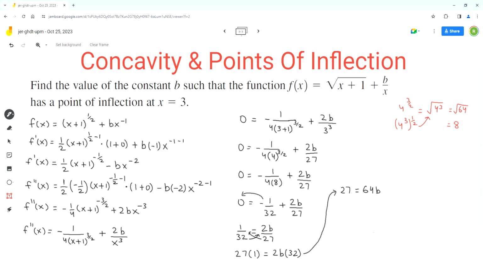Now we can isolate b by dividing both sides by 64. So 64 on the right side gets cancelled out. So we get b equals 27 over 64. This should be the final answer for this problem. So these are the steps you have to keep in mind to solve a problem like this one.